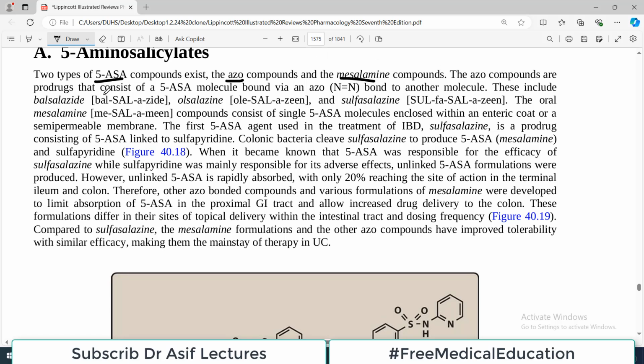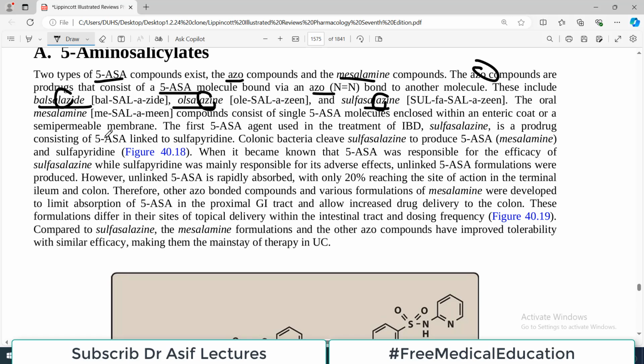जो azo compounds हैं, they are products that consist of 5-amino salicylate molecules which are bound via an azo bond, and that's why they're called azo compounds, right? These include balsalazide and olsalazine. नाम में az आ रहा है, so azo compounds, okay? Also sulfasalazine, you see AZ is also there.